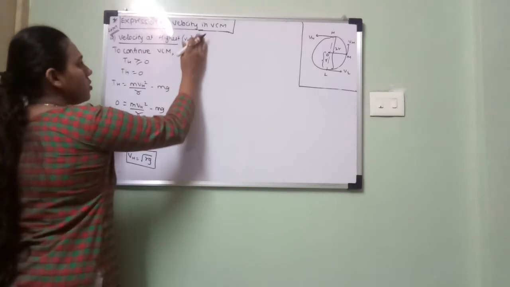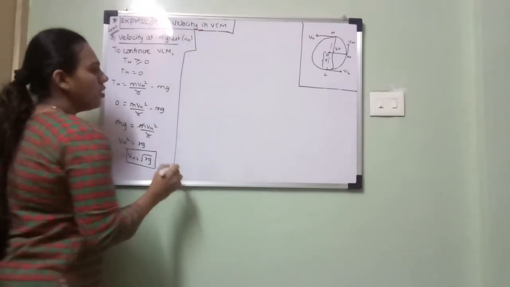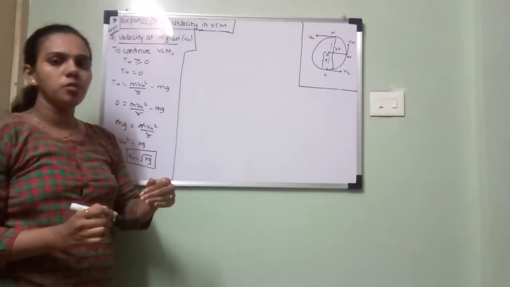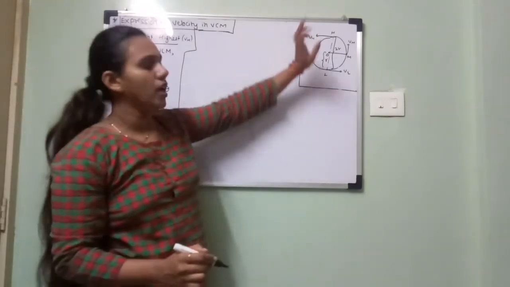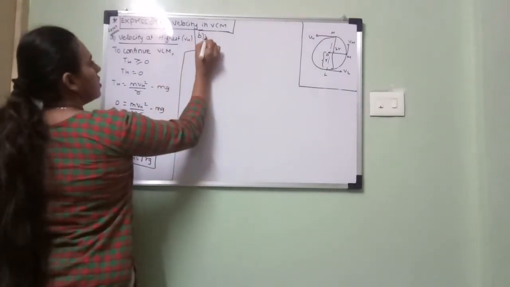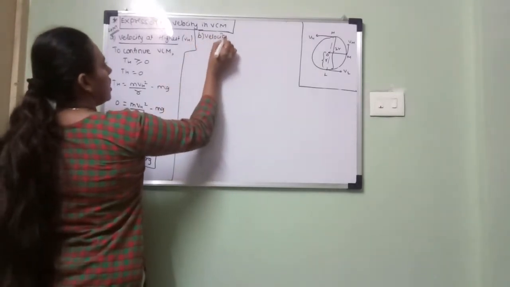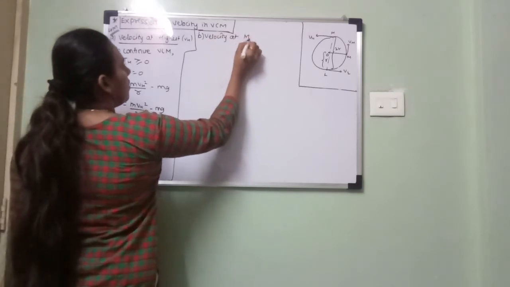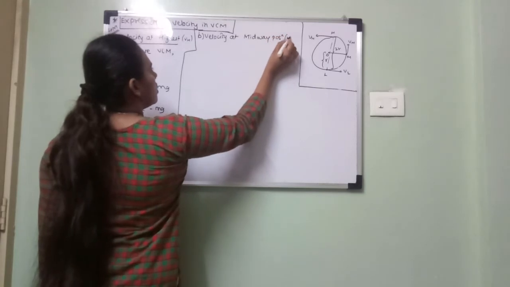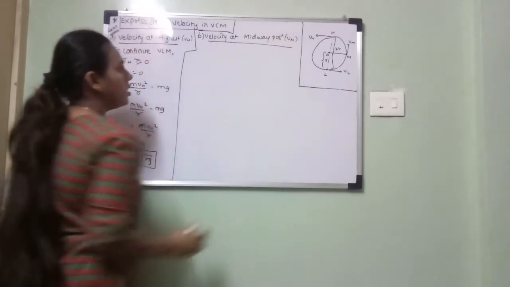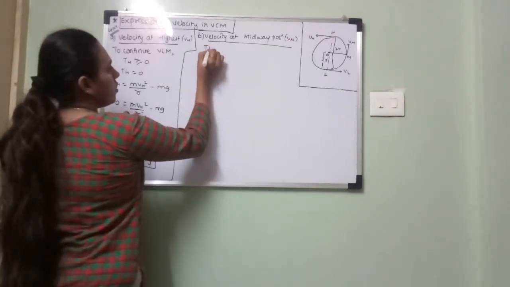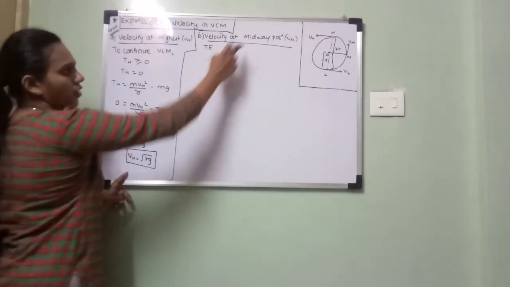So using this velocity at the highest position, we will calculate the velocity at the midway position. And using the velocity at the midway position, we will calculate the velocity at the lowest position. Okay. So B part is the velocity at the midway position, which is denoted by Vm. In this we will use the law of conservation of energy. So what is the law of conservation of energy? Using VH we have to derive this.